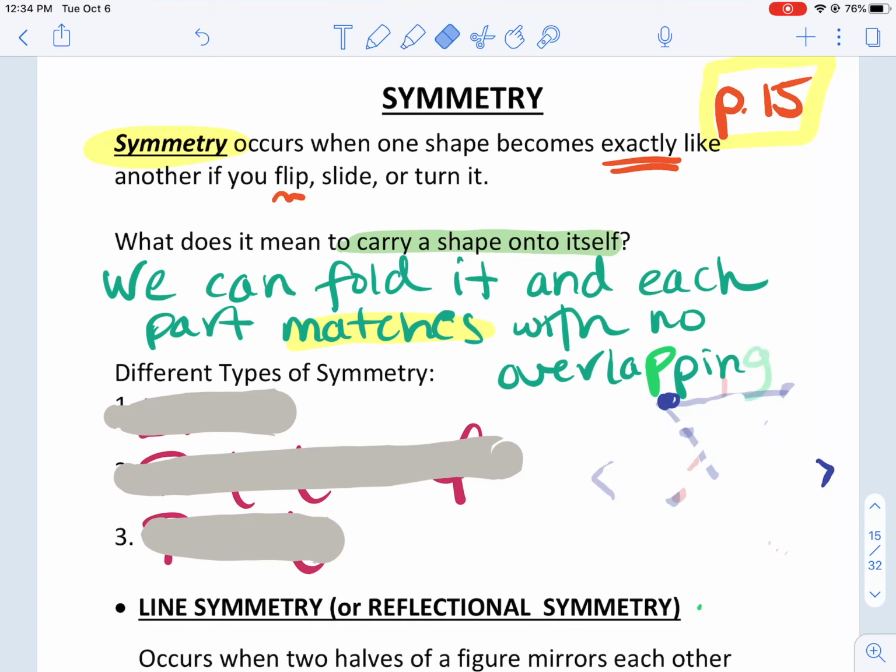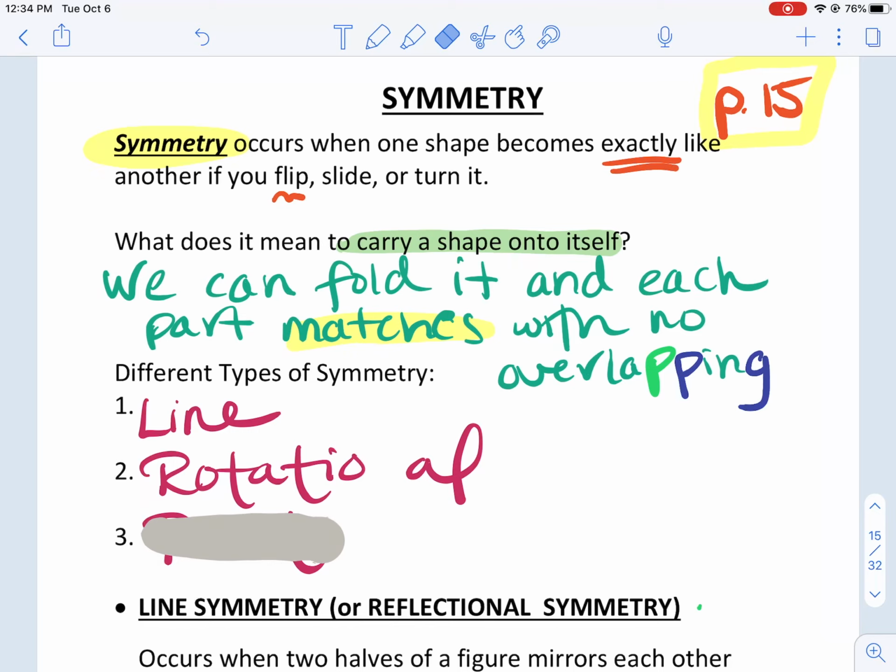All that being said, symmetry is when we do have a shape carrying onto itself. So there are three different types of symmetry we're going to learn in this unit. First, we have line, rotational, and point symmetry.